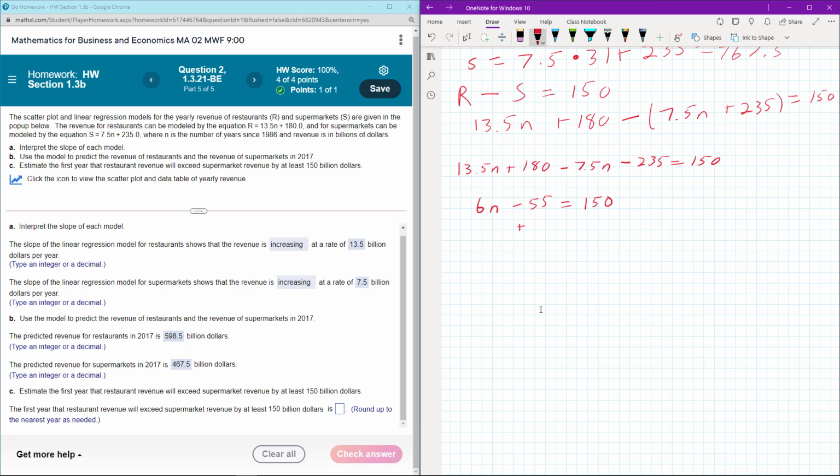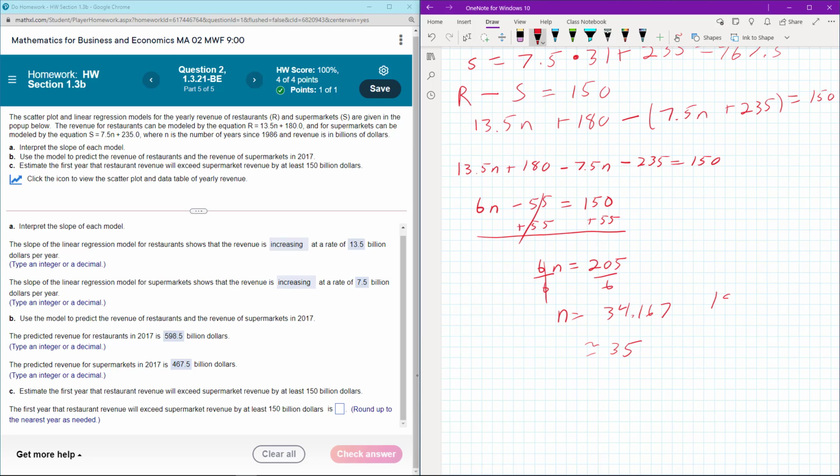We can add 55 to both sides. These cancel, and we will have that 6n is equal to 205. We can divide both sides by 6. These cancel, we will have that n is equal to 34.167. Now, they say here to round up to the nearest year as needed, so this will round up to 35. Okay, so this is the 35th year after 1986.